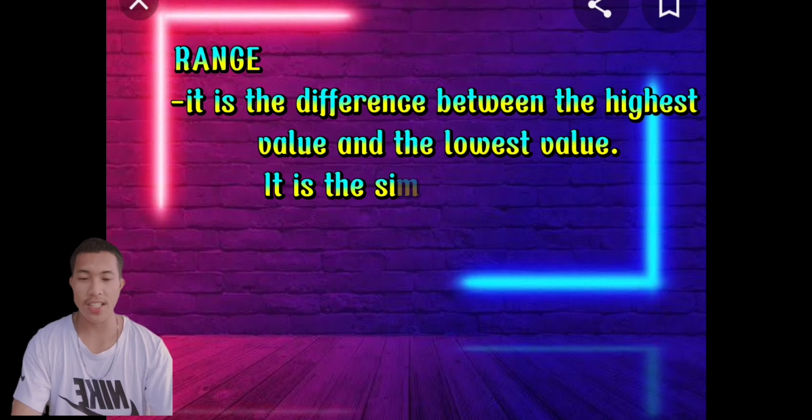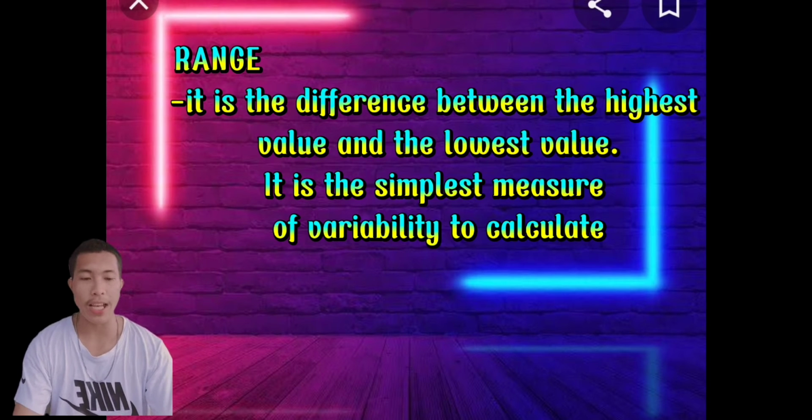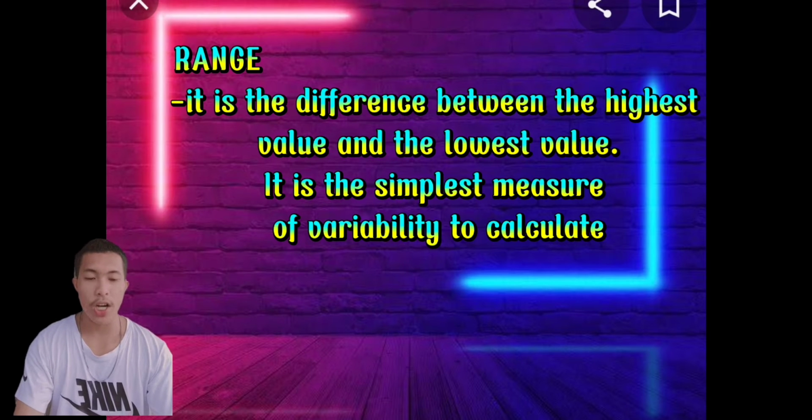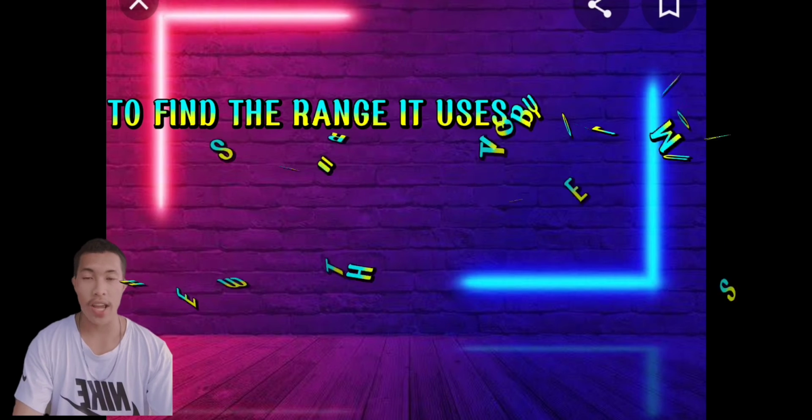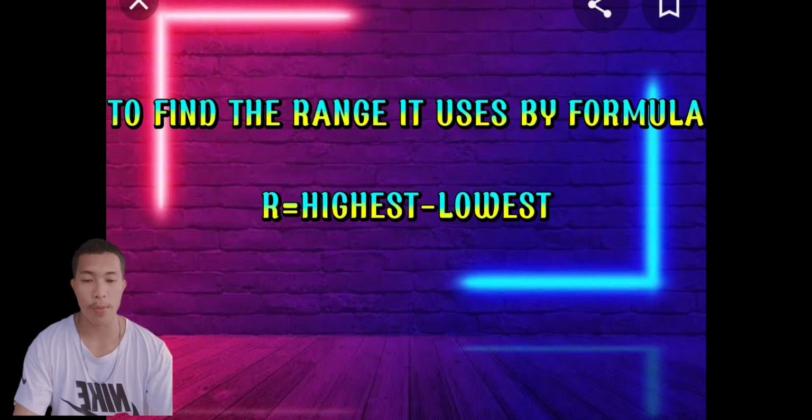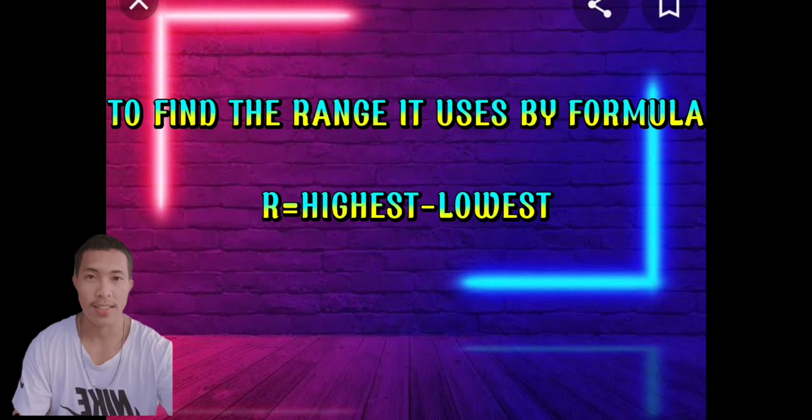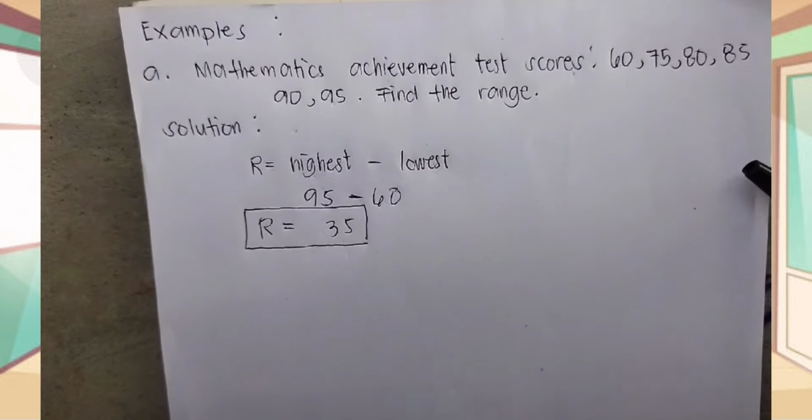So, what is range? Range is the difference between the highest value and the lowest value. It is the simplest measure of variability to calculate. To find the range, we use the formula: range is equal to the highest minus lowest. So, let us now see the examples.